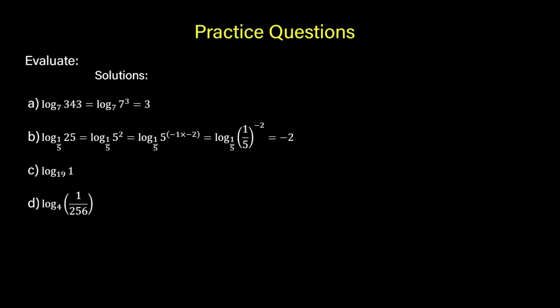C. Logarithm of 1 is always 0. D. 1/256 can be written as 4 to the power of -4. Log of 4 to the power of -4, to the base of 4, equals -4.